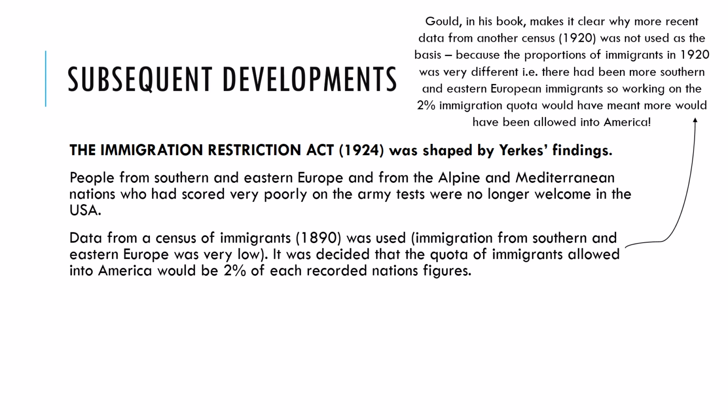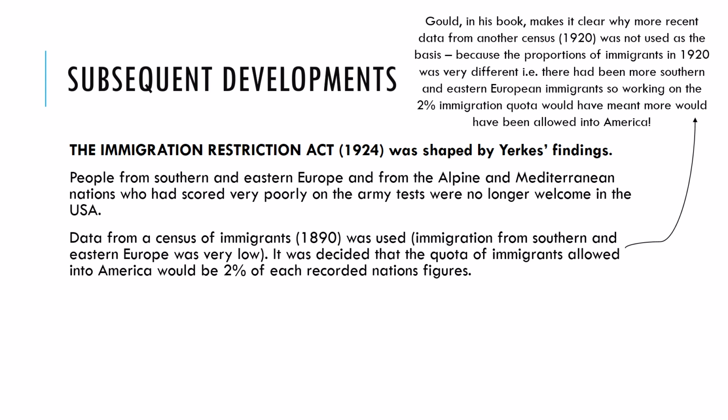So if 100 people from Italy had immigrated last year, we are now only going to allow 2 people from Italy this year, for example. So 2% of each recorded nation's figures from that year.